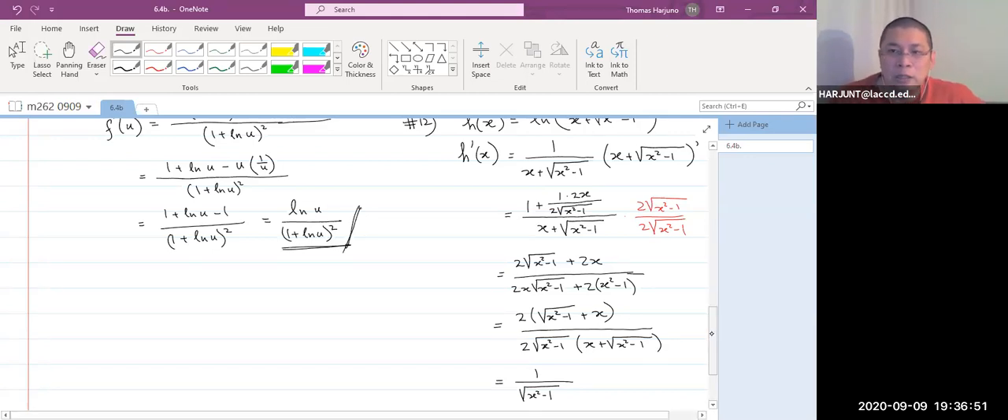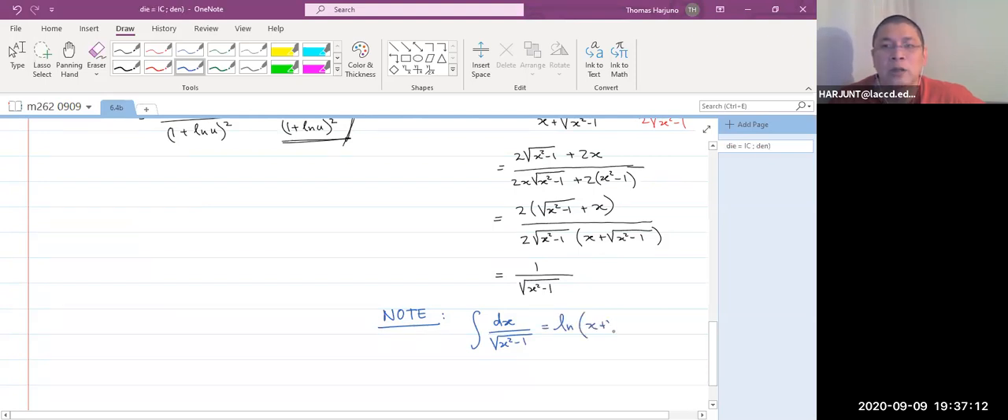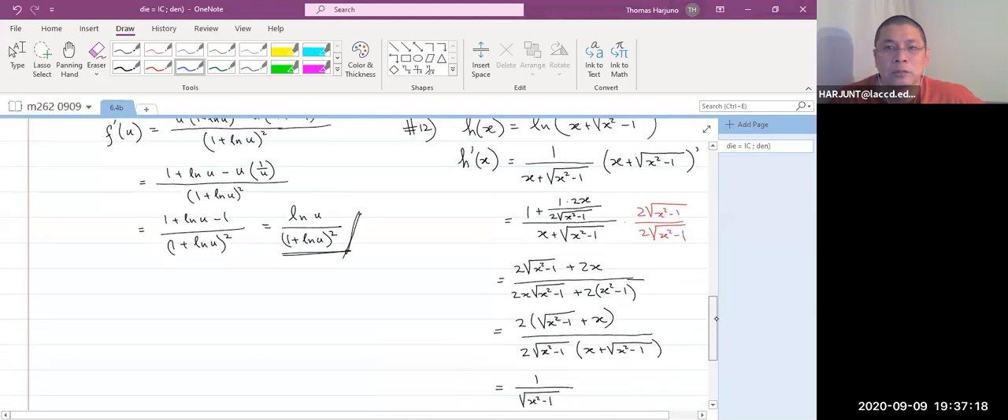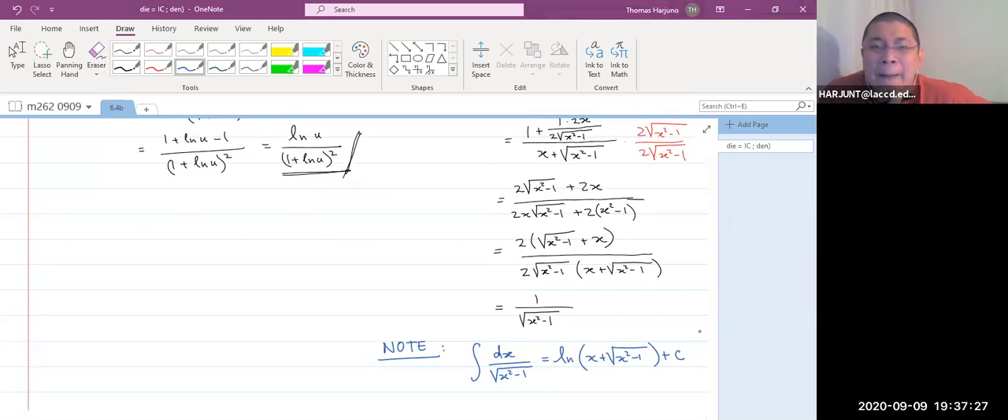By the way, this result is quite important. Why? Implicitly, we are saying later on, note, if you can memorize, that would be great, that the integral of dx over square root of x squared minus 1 is equal to natural log of x plus square root of x squared minus 1 plus constant. That's what this implicitly means. I happen to see that question, so I work it out.